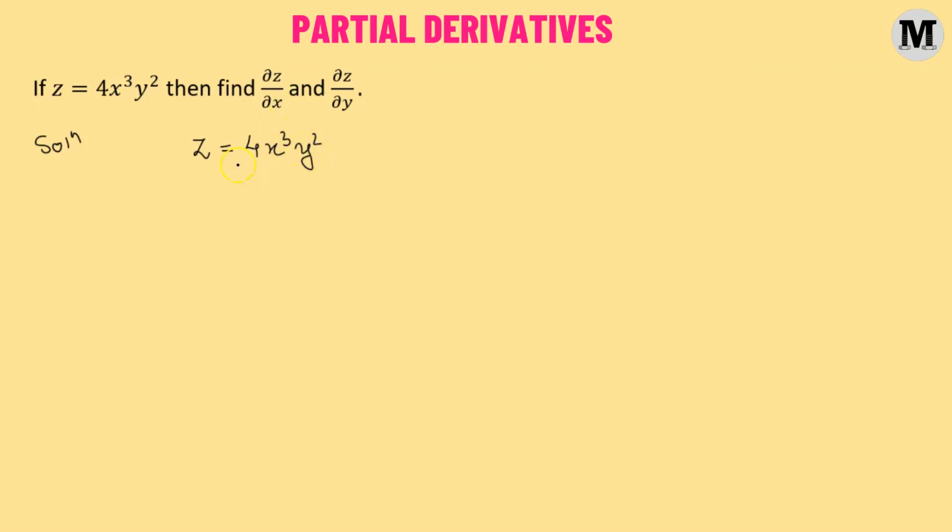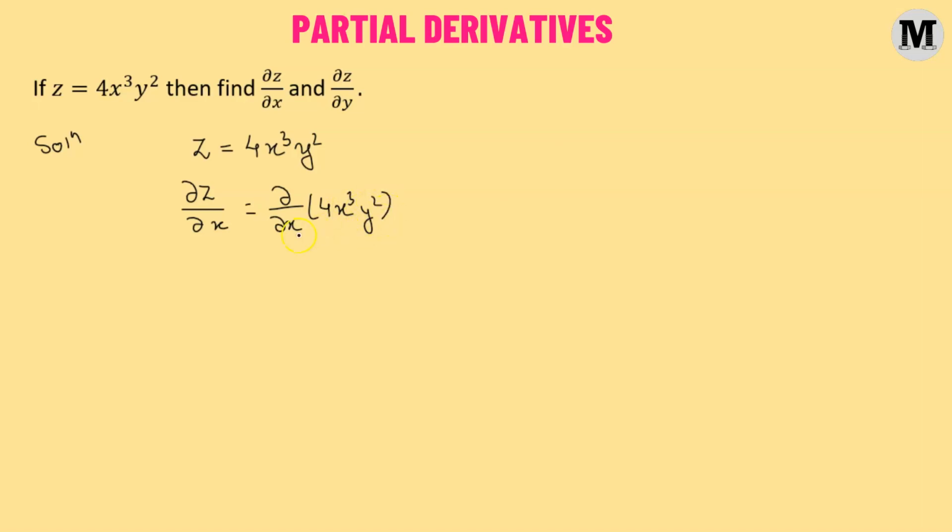So let us first begin by computing partial of z with respect to x. Whenever we're taking the partial derivative of a function with respect to x, then in that particular function, we're going to only treat x as the variable. Everything else will be treated as a constant. Now that means we'll take partial with respect to x of the polynomial 4x cubed y squared.